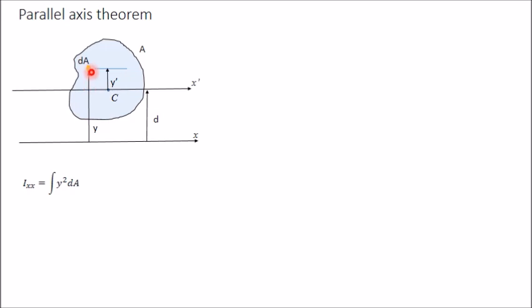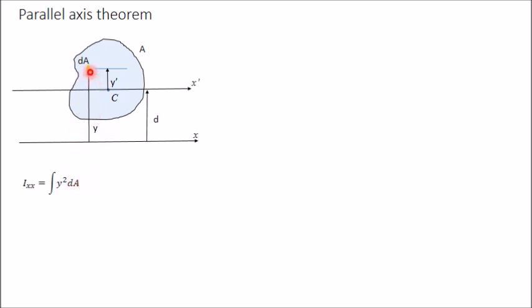This can be obtained by taking a small area dA, and we know that its distance from x-axis is y. So by definition, moment of inertia with respect to x-axis is given by integration of y square dA, that is distance of small area square into small area dA.